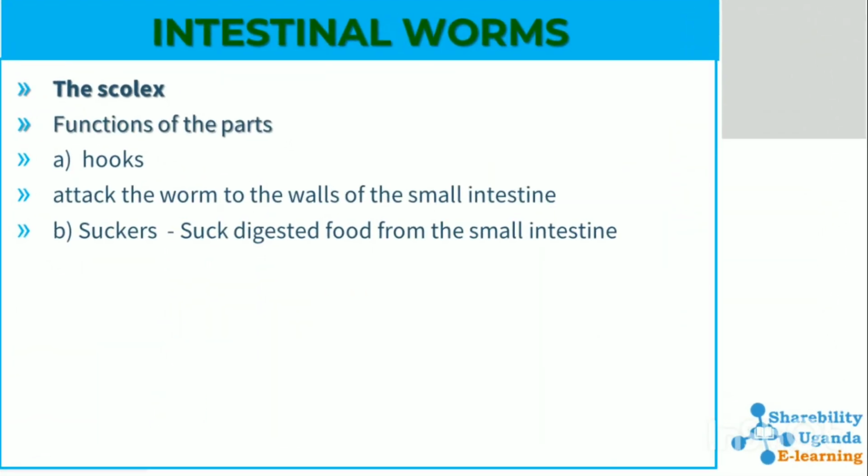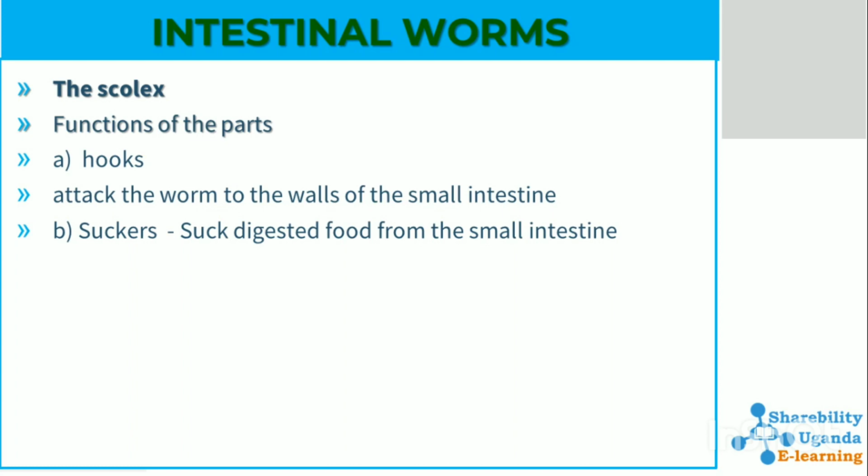And then we have another type of worm which is called the scolex worm. No, sorry. The scolex is a part of the tapeworm. Functions of the parts of the tapeworm.